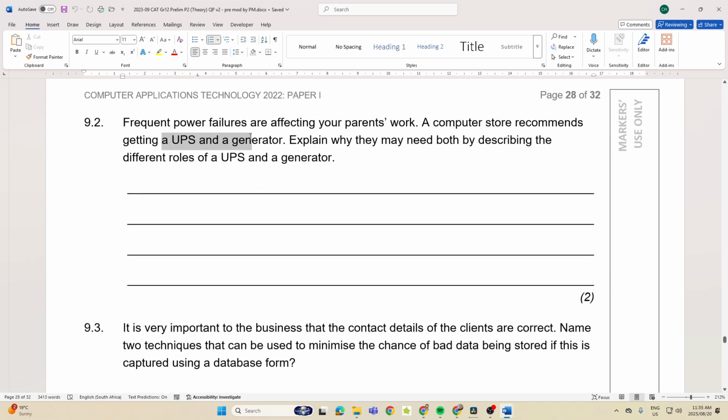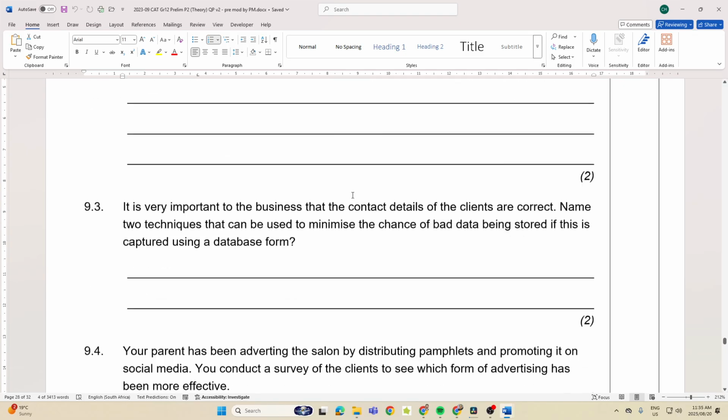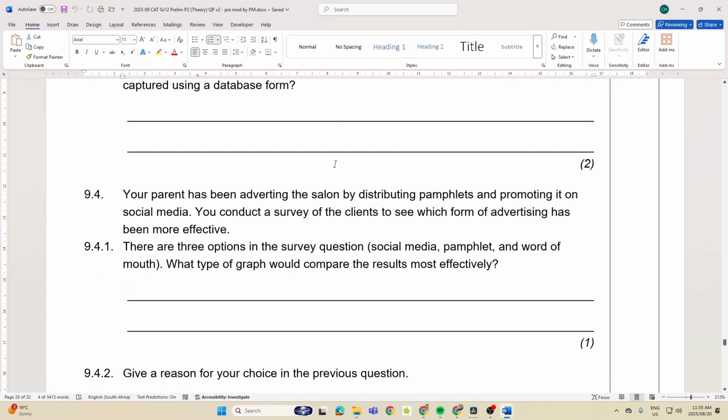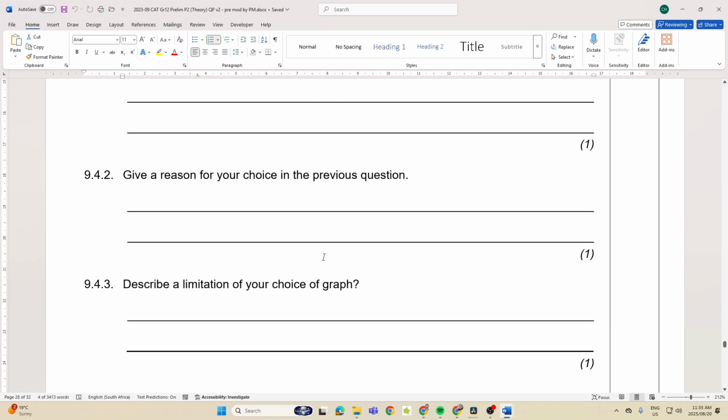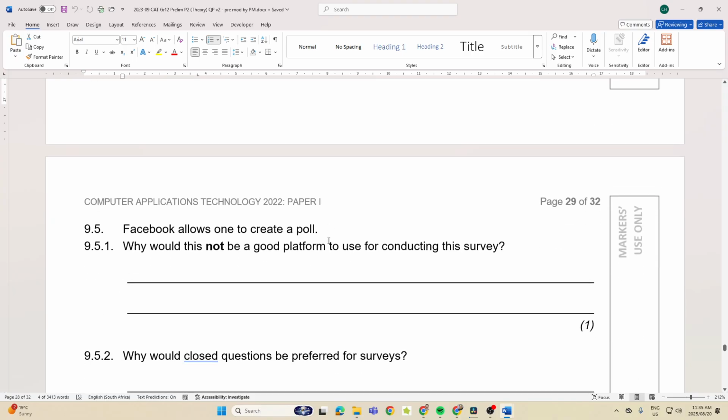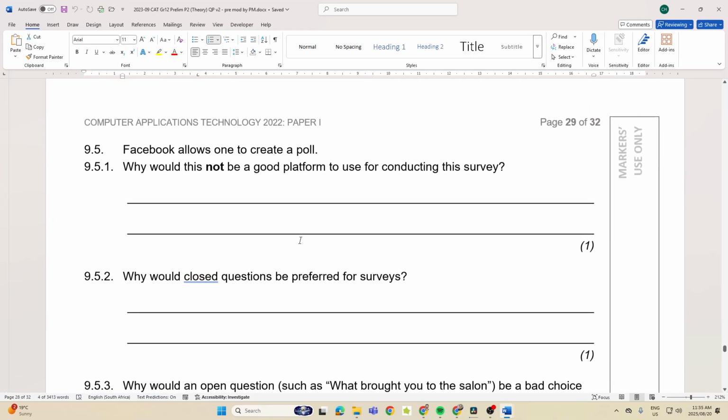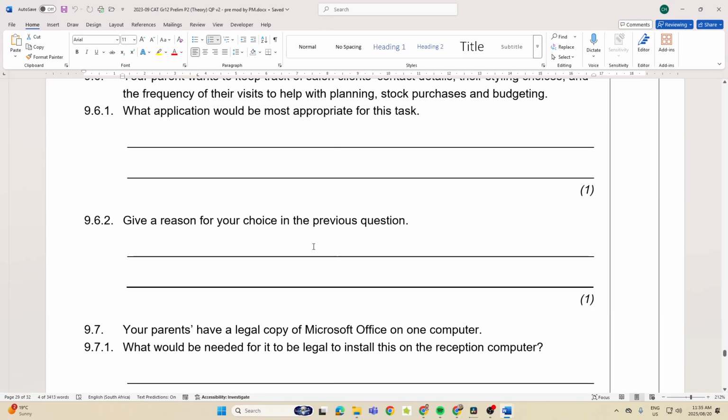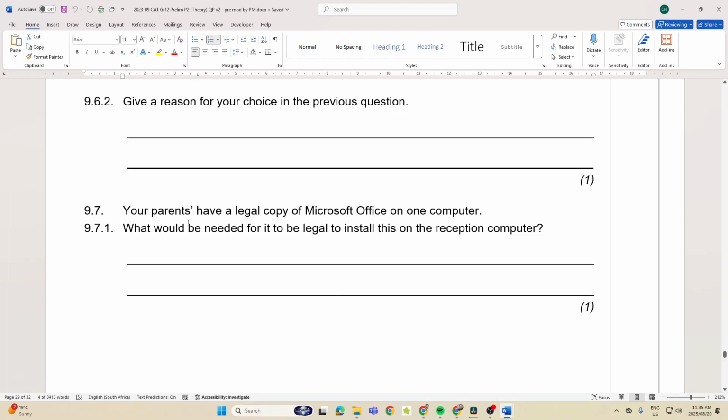Talking about power failures, UPS, the difference between a UPS and a generator. Some prac questions as well. There's graphs, things like that, folks. Yeah, closed questions, open questions. Nothing major that I actually see that's difficult here in 2023.